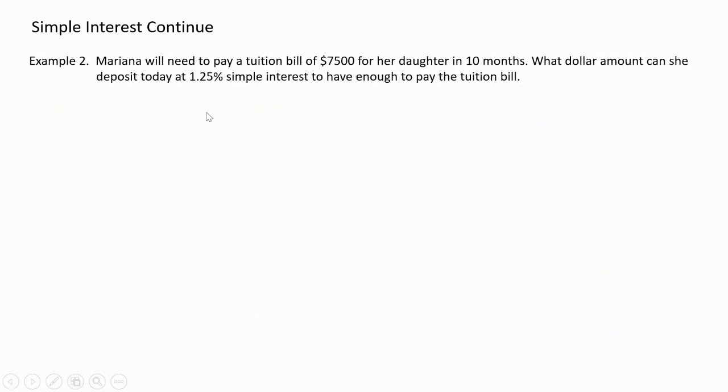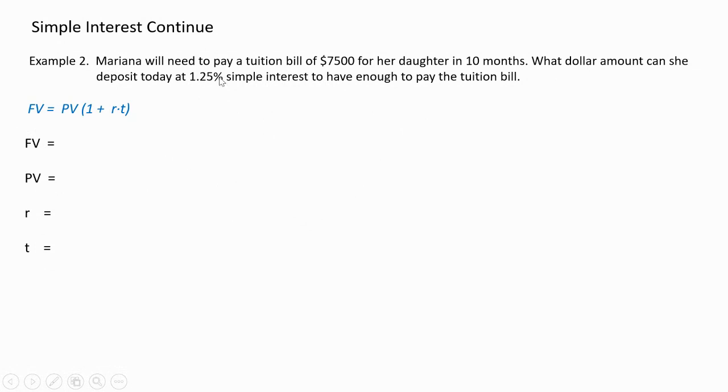Okay, now let's do another example here. Mariana will need to pay a tuition bill of $7,500 for her daughters in 10 months. What dollar amount can she deposit today at 1.5% simple interest to have enough money to pay the tuition? So again, here's the key word, simple interest. So I'm going to put my FV equals my PV, my R, and my T. So I'm going to extract the information.